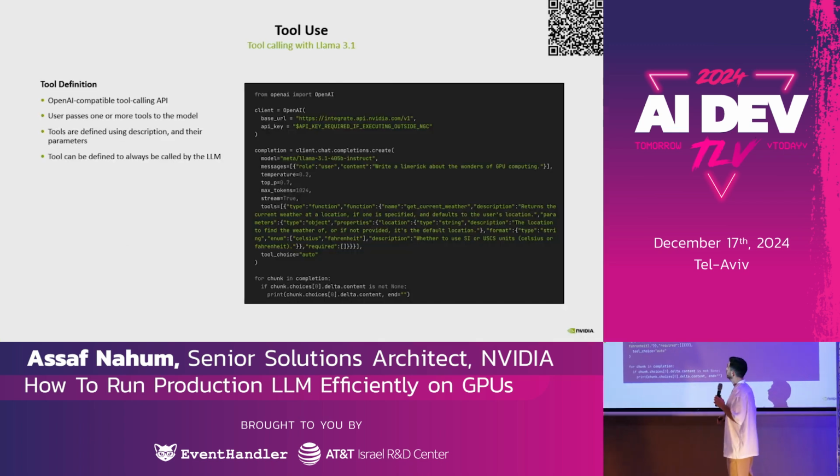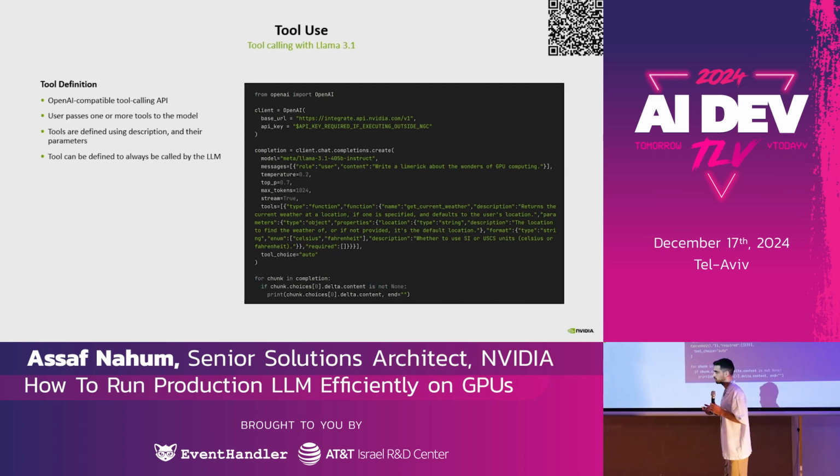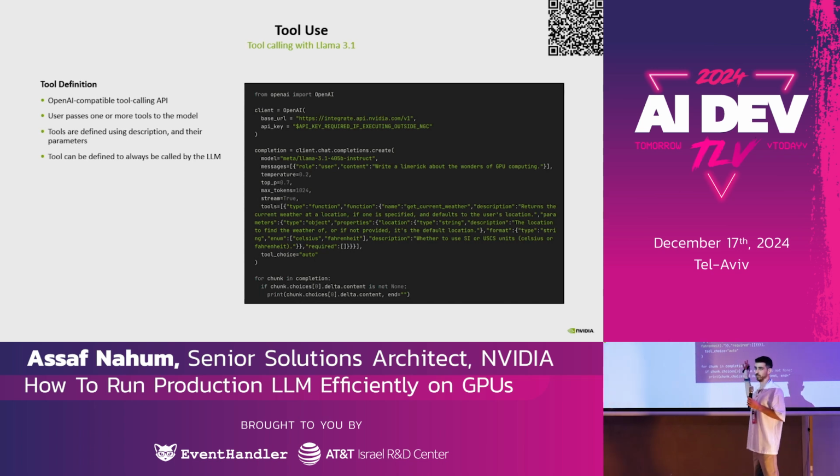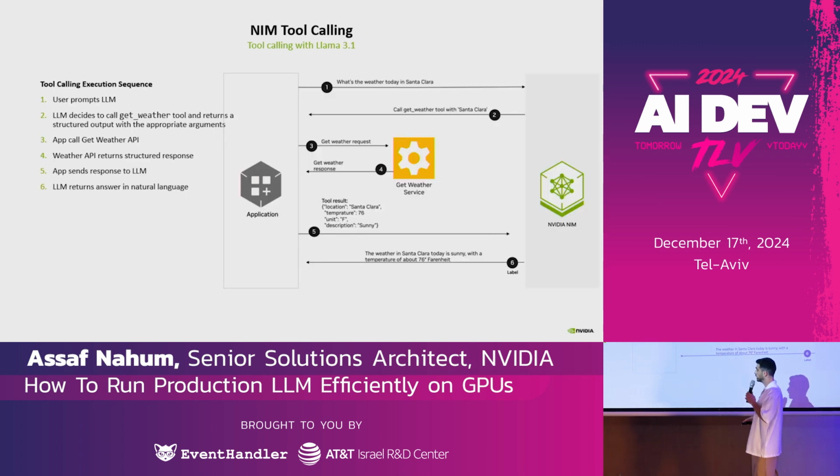Another cool thing is tool using or tool calling, which is the ability to tell the LLM, listen, I have more tools that you can use. These tools come in the form of functions with name, description, input variables, output variables, and so on. Everything that the LLM needs to be familiar with, and the LLM can use it. Let's see an example. Let's say I have an application on the left, and I have the NIM, the LLM, on the right.